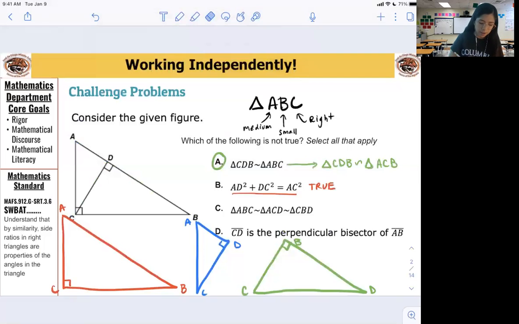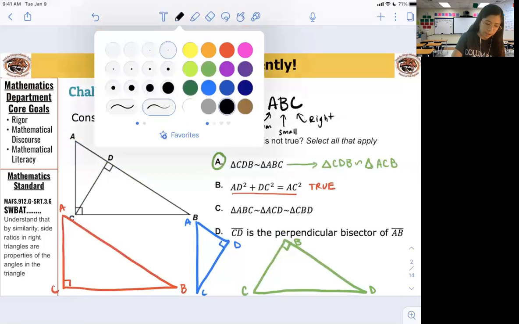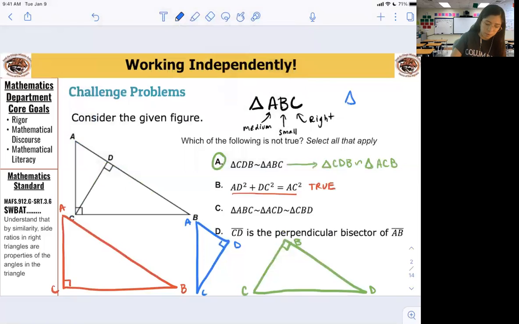So now let's look at ACD. If I look at triangle ACD, do they have that in the same order? So which one's the right angle? D. Which one's the smallest angle? C. Medium. So far that one's correct.